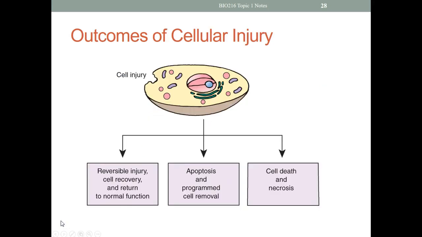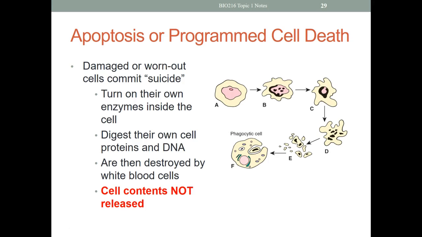Well, what are the outcomes of cellular injury? Cellular injury is potentially reversible, and the cells could recover and return to normal function. Cellular injury could also induce apoptosis and a programmed cell removal, or cellular injury can result in cell death and necrosis. So let's look at apoptosis.